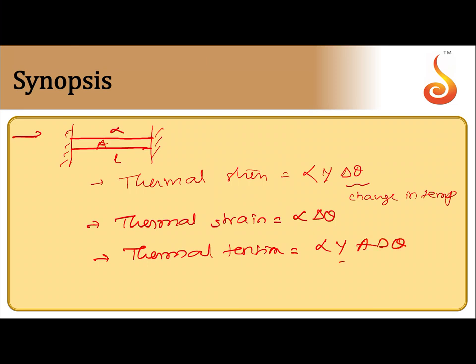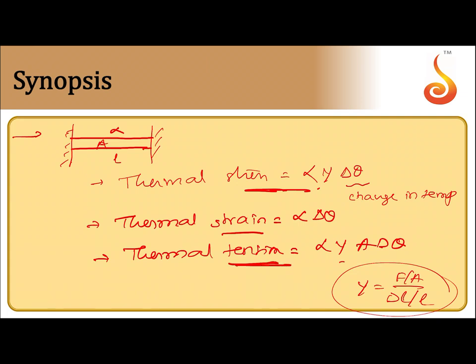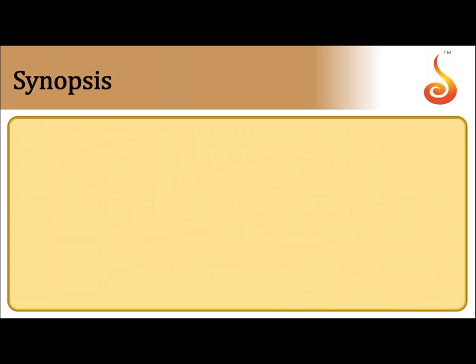It comes from the definition of Y. Y is given by F by A divided by delta L divided by L. So, thermal stress is alpha Y delta T, strain is given by this expression, while tension is given by this particular expression. So, these are some basic ideas as far as the properties of solids are concerned. These equations play an important role in solving numerical problems. Keep these equations in mind.